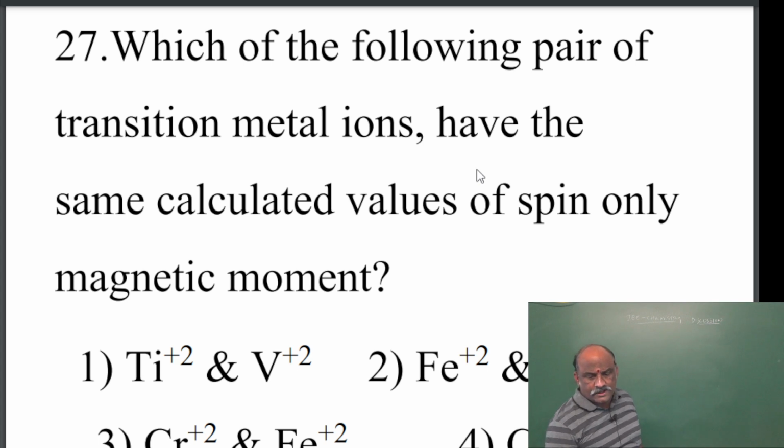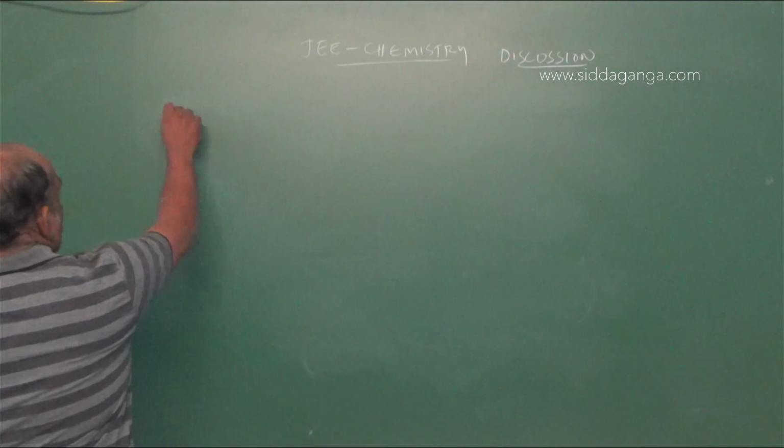So question number 27. Which of the following pairs of transition metal ions have the same calculated values of spin-only magnetic moment? You should go with option number 3, Cr2 plus and Fe2 plus.